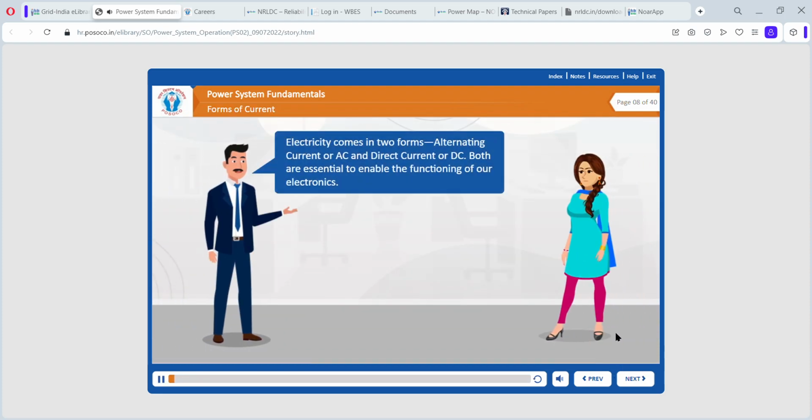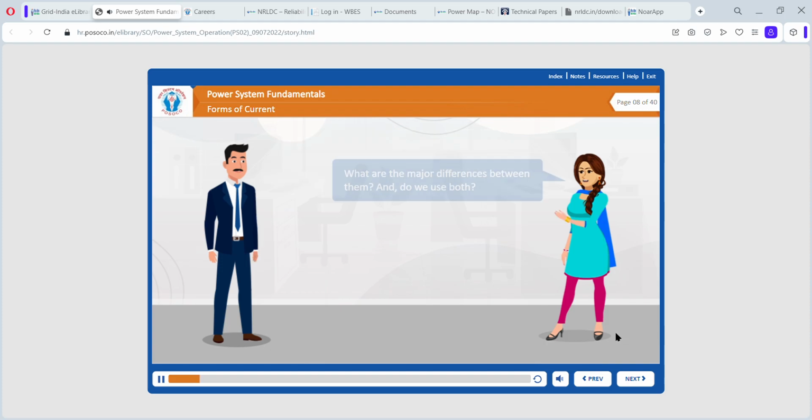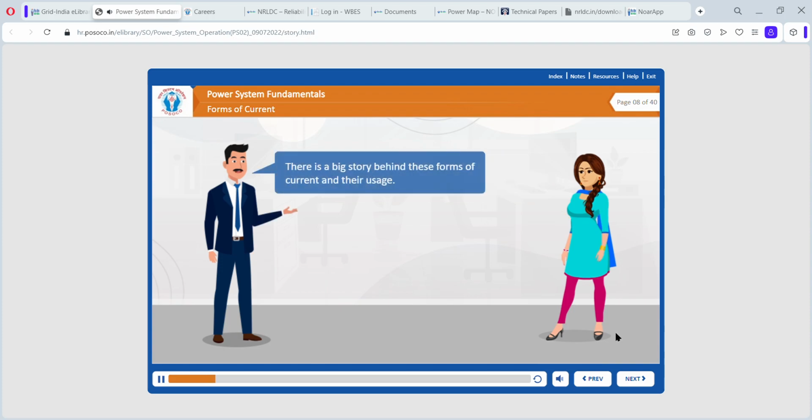Electricity comes in two forms: alternating current or AC and direct current or DC. Both are essential to enable the functioning of our electronics. What are the major differences between them? And do we use both? There is a big story behind these forms of current and their usage.